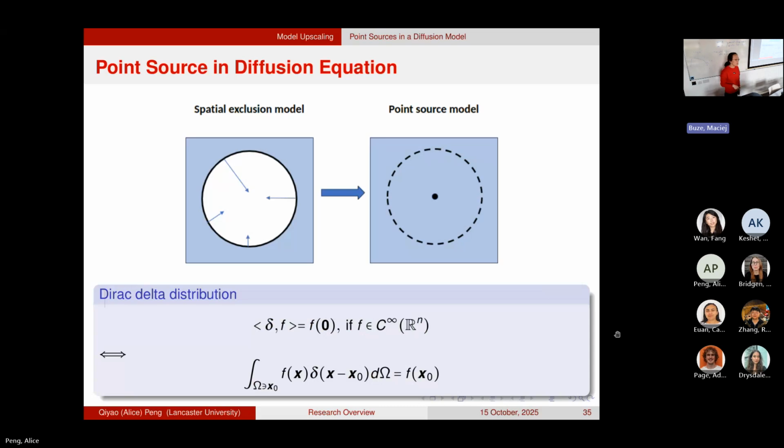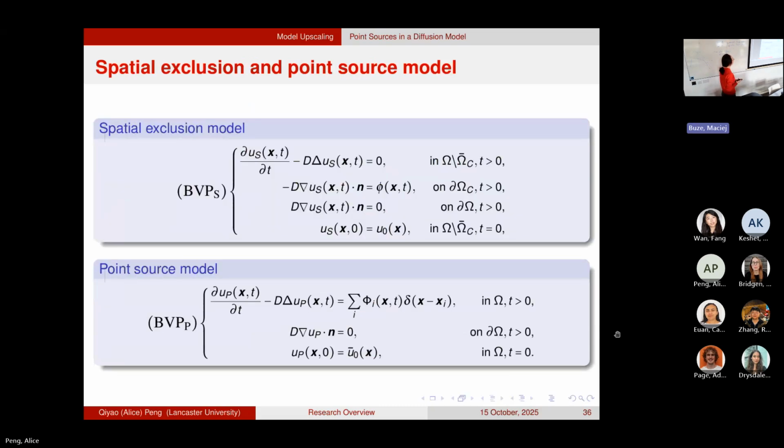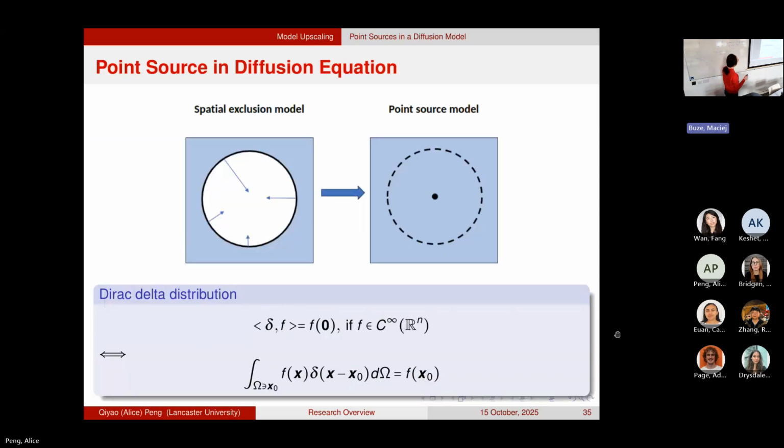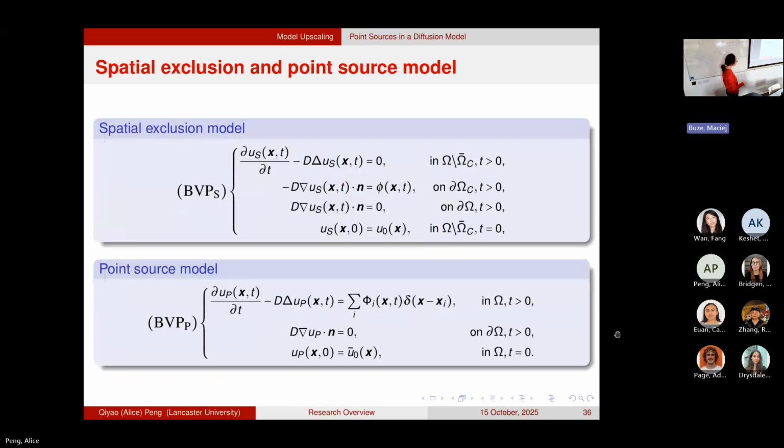The method I use is the Dirac delta distribution, which I have been fighting with from day one of my research till now. For the spatial exclusion model, in this computational domain you don't really have any source term, so the secretion of the compounds is modeled by the inhomogeneous Neumann boundary condition. Here phi(x,t) is the flux density at every time step. With the point source model, we don't have to do anything regarding the computational domain, and nicely, it is still a linear equation, so you can simply sum it up and later apply the superposition principle. For the outer boundary, we just use the traditional homogeneous Neumann boundary condition, which means nothing coming in and nothing going out.